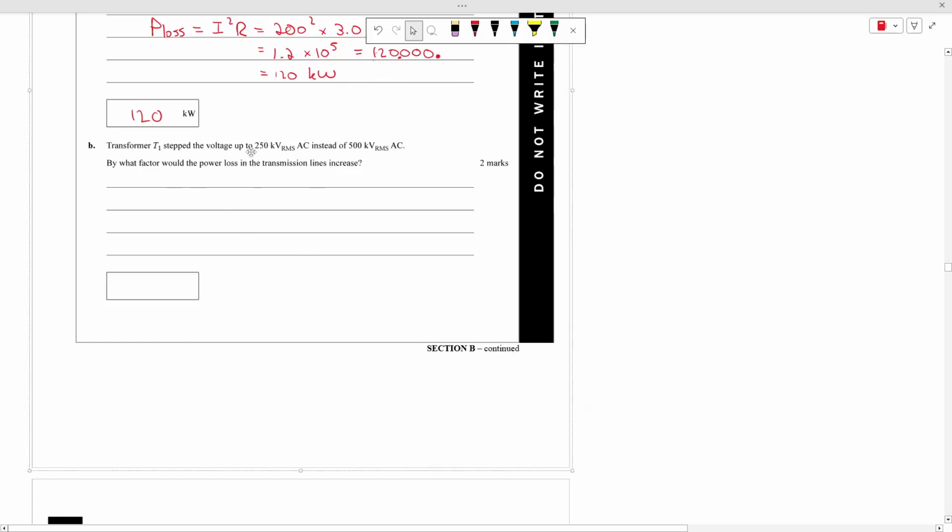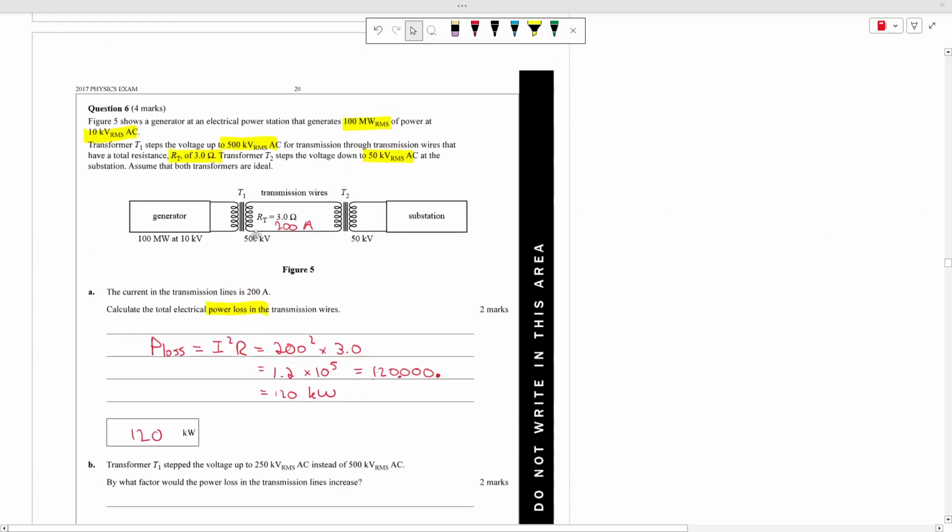Transformer T1 stepped the voltage up to 250 kilovolts RMS AC instead of 500 kilovolts RMS. By what factor would the power loss in the transmission lines increase? All right, let's think about this. Instead of stepping up to 500 kilovolts, the transformer steps it up to only 250 kilovolts.